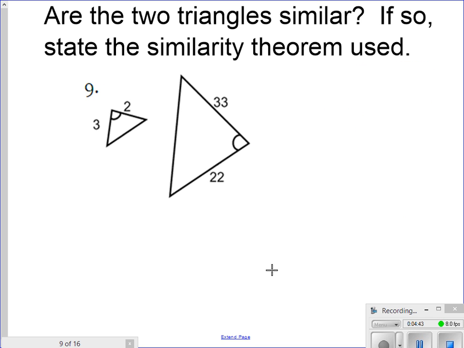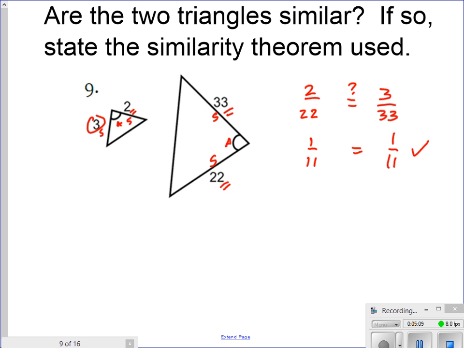Number 9, are they similar? Well, it looks like we got a side, an angle, and a side. But remember, the sides have to be proportional. So let's check very quickly. Short side there is 2. The short side over here is 22. The longer side is 3. The longer side is 33. Are those two things equal? And sure enough, 1 out of 11, 1 out of 11, those are equal. Sides are proportional. So these are similar by side-angle-side.